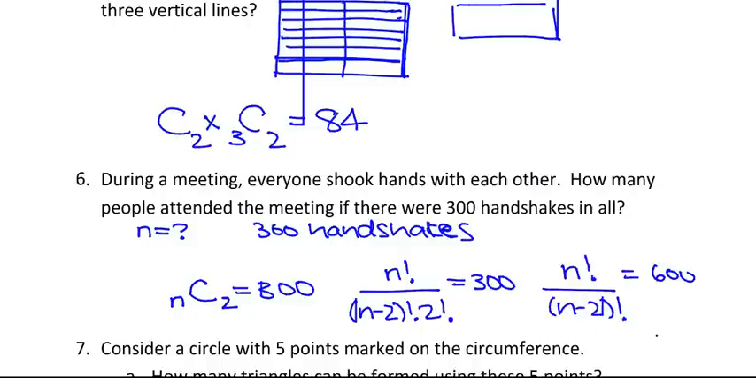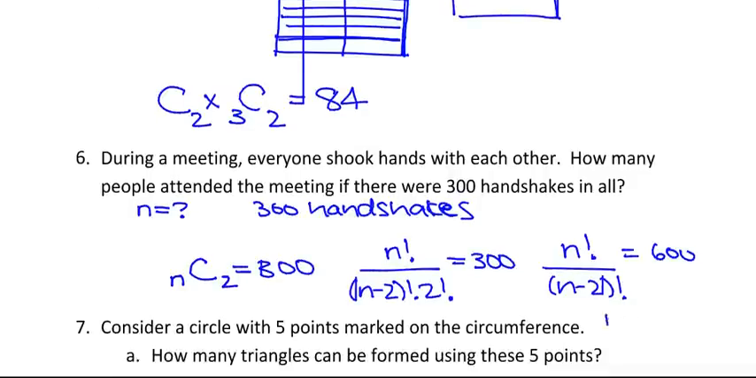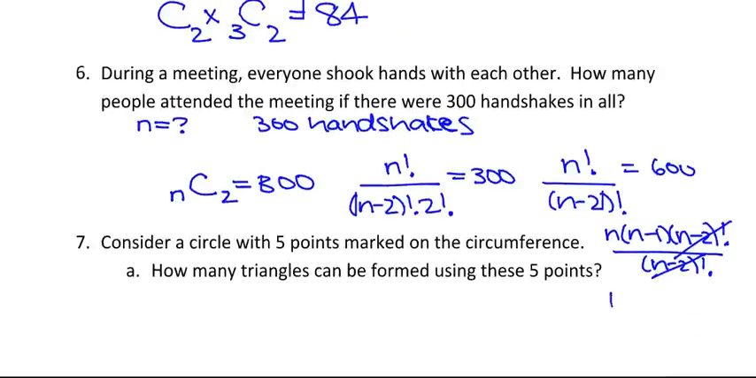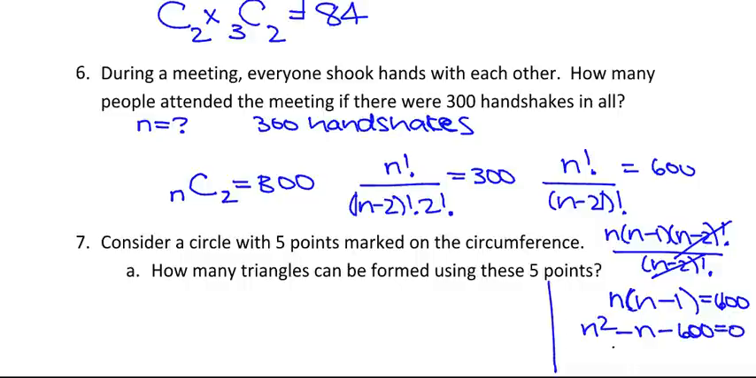Now I can simplify these factorials using my skills. So this is N times N minus 1 times N minus 2 factorial all over N minus 2 factorial. So I have my N minus 2 factorials cancel, leaving me with N times N minus 1 equals 600. So if I expand this, I get N squared minus N minus 600 equals 0. And I can factor into N minus 25, N plus 24.